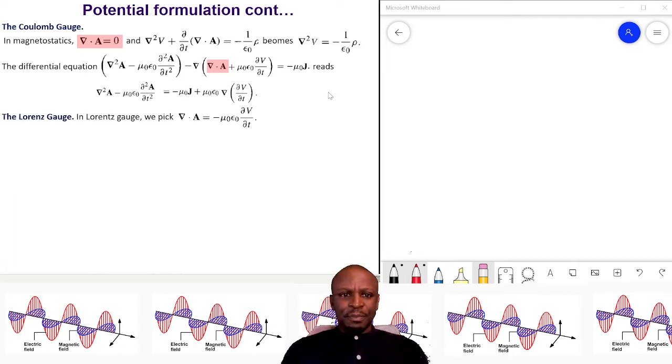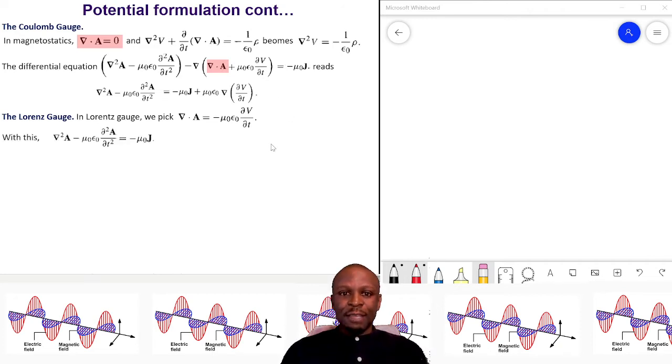Right. Now, from the Lorentz gauge, we pick that the divergence of the vector potential A is just given by this. Now, if we put that in this equation, this term here will go. This is what we know. This term will go, because it is the same as this term, but this one is positive and this one is negative. Therefore, the whole term there will just go.